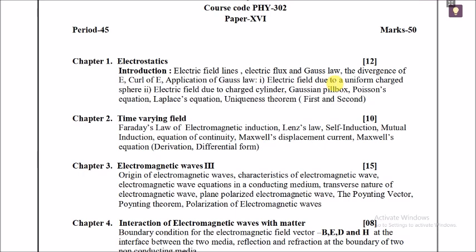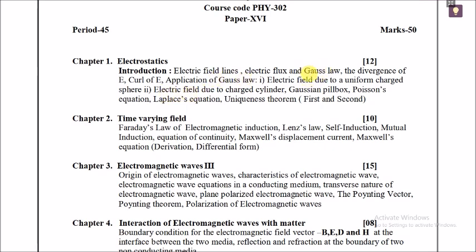The first one is the electric field due to a uniform charged sphere, meaning if the charge is uniform, circular or spherical, then which type of field it produces. That is one application of Gauss law, studied as the electric field due to a uniformly charged sphere. Second, if the charges are in cylindrical form, they produce an electric field, which is again studied by using Gauss's law.